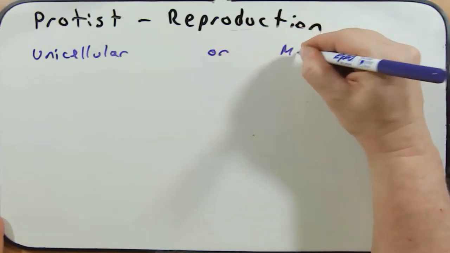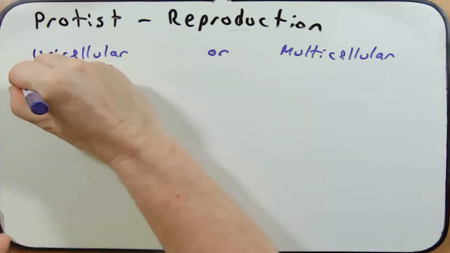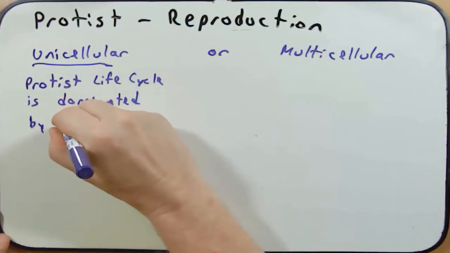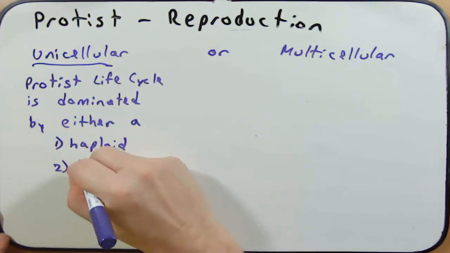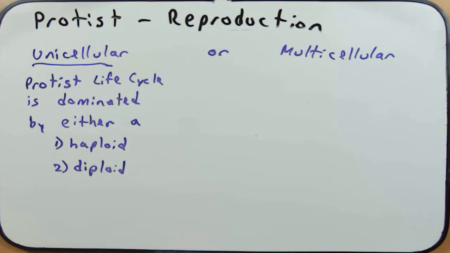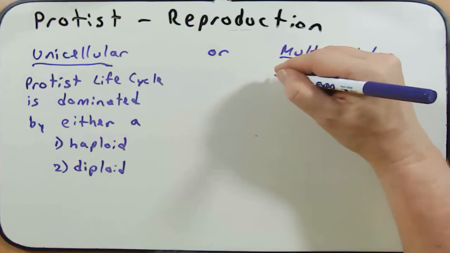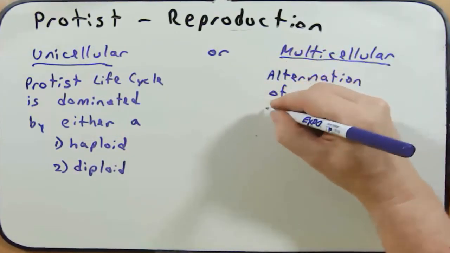or multicellular, but they both still undergo reproductive cycles. With unicellular reproduction, the protist life cycle is dominated by either a haploid or diploid state. And I'm going to go to a PowerPoint slide in just a moment to walk you through this because I think it's a little easier to see using some of the figures from the book on this one. Multicellular protists have something that we call an alternation of generations.